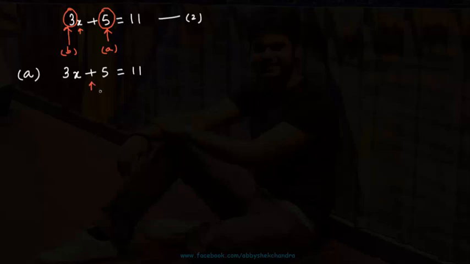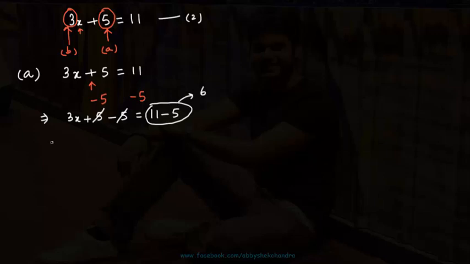Since 5 is added to the LHS, we need to subtract 5 from the LHS. This means we will have to subtract 5 from the RHS as well. So let's do it. 3x plus 5 minus 5 equal to 11 minus 5. Plus 5 and minus 5 cancel each other out. 11 minus 5 is equal to 6. Therefore, 3x equal to 6.